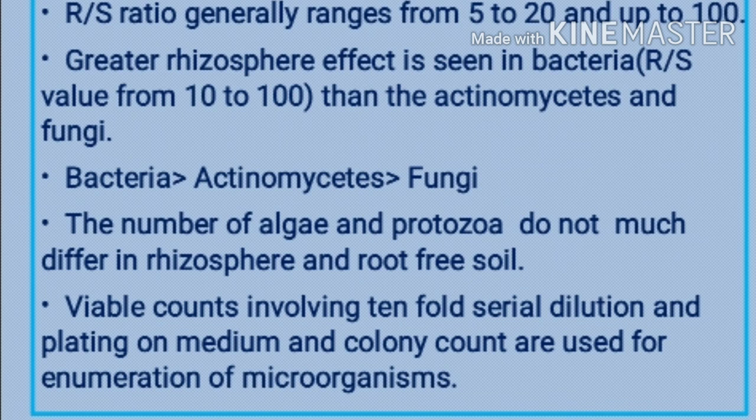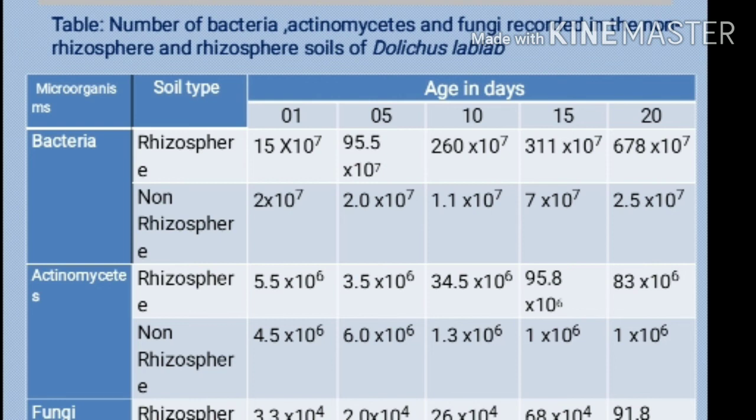Actually, viable counts are generally performed to enumerate the number of microorganisms in rhizosphere and non-rhizosphere soils. Viable count, or colony count, is performed by serial dilution of the rhizosphere soil and non-rhizosphere soil and plating these dilutions on the medium. After incubation, colony count is performed and the number of microorganisms present in 1 gram of soil is estimated using this technique. The number of bacteria present per 1 gram of rhizosphere soil and non-rhizosphere soil is calculated.